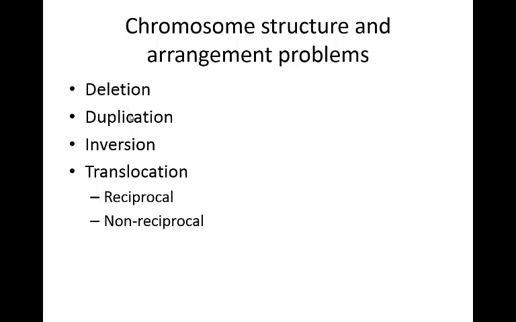Duplication, where you have the presence of a chromosome segment more than once. Inversion, where part is lost, part is broken and it's replaced but in the backwards direction. And a translocation, where it might break off from one chromosome and then move to another chromosome. And this can be either reciprocal or non-reciprocal.